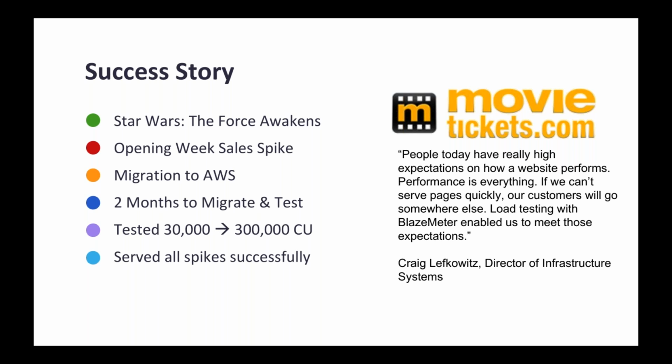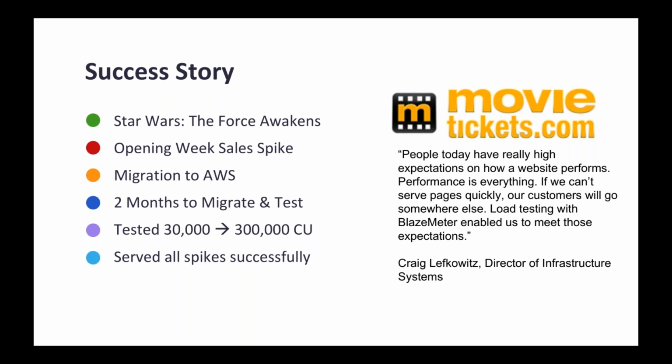They started with 30,000 concurrent users all buying tickets, and worked their way all the way up to 300,000 at the same time buying tickets, right? And they were able to service all the spikes successfully, capture tons of business, which was obviously a big revenue event with The Force Awakens, right?